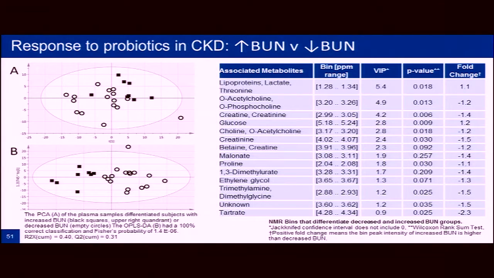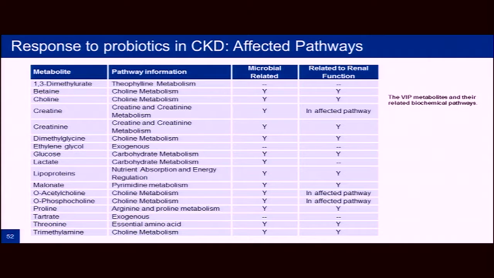Okay, so we did end up with a very good separation in the PCA and OPLS-DA and found a significant set of metabolites. Those metabolites map to a number of pathways. I'm going to get back to these pathways a little bit, but I just wanted to highlight in this table, these pathways have been associated in the literature with both microbial metabolism as well as renal function. So we do think it makes sense that we'd see these metabolites in a study of the gut-kidney axis.